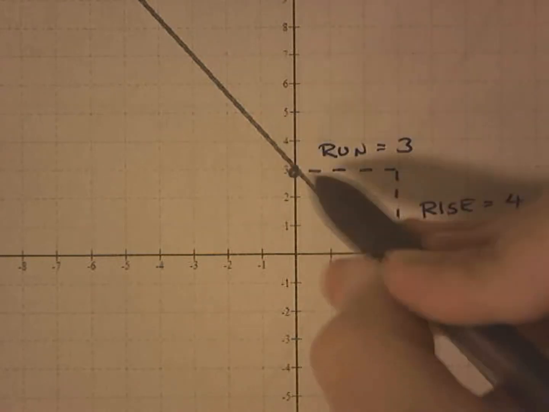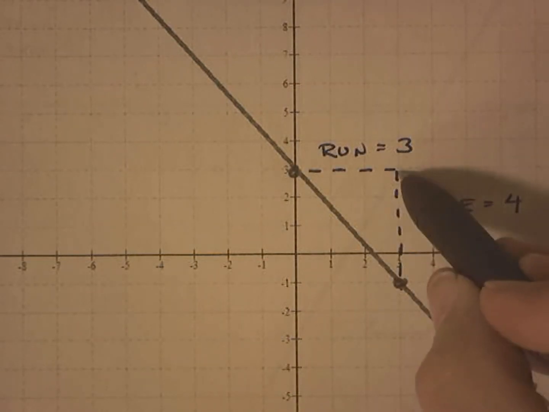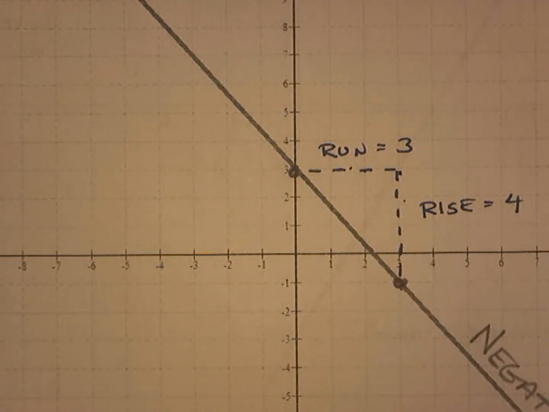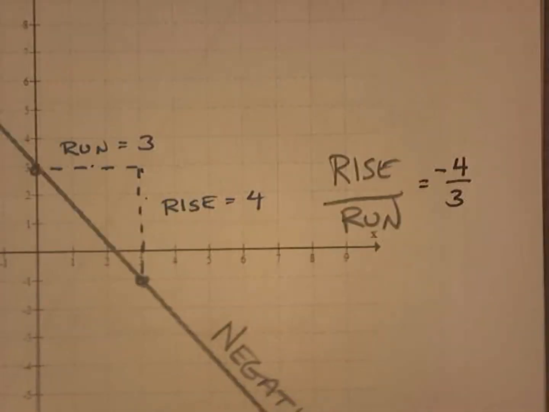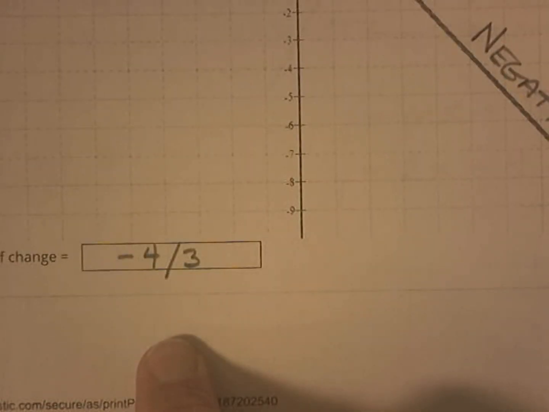This one is a graph. To find the slope, I need to find 2 good points. So there's a good point, there's a good point. Looks like it's got a rise of 4 and a run of 3. So 4 over 3, but it's a negative slope, so I have to add a negative to it. So my answer is negative 4/3.